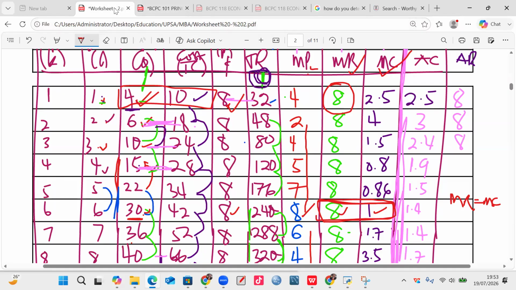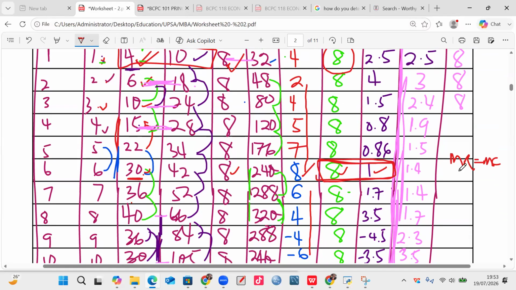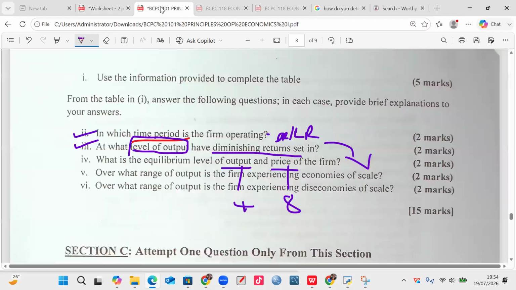But I'm saying sometimes you would find the MR and MC figures will be the same. So you could find 8 and 8. If you find 8 and 8, that is the equilibrium level. Then it means that the equilibrium price of 8 and the equilibrium quantity of 30 are the equilibrium values. Do we get it? Yes, please. That's what we are trying to say. So we have dealt with that side.